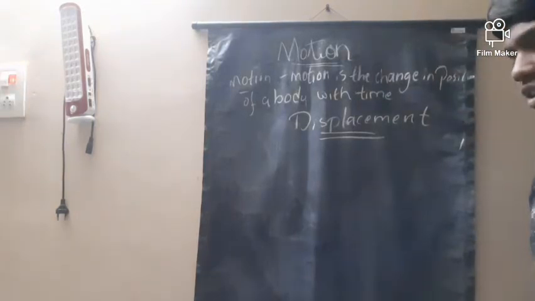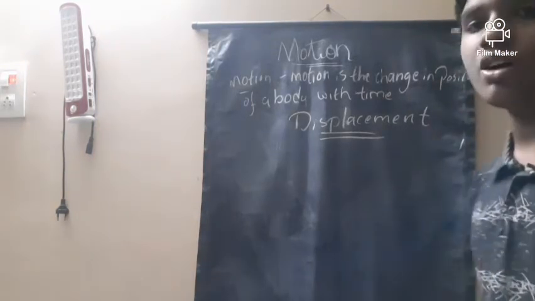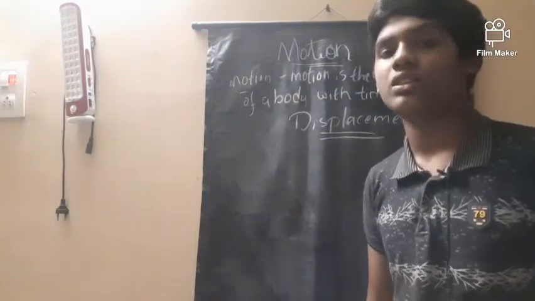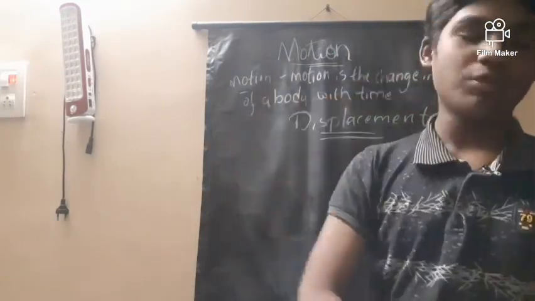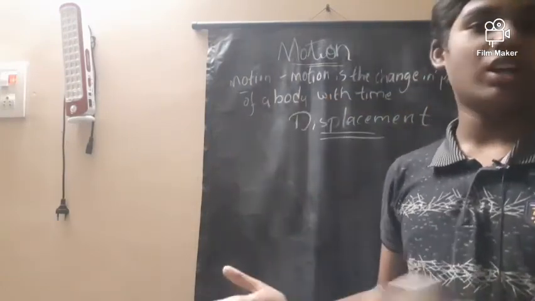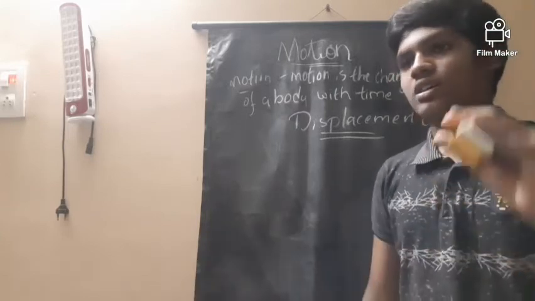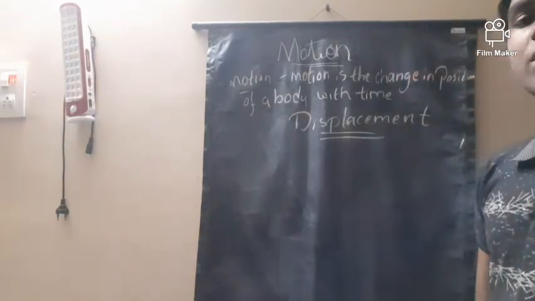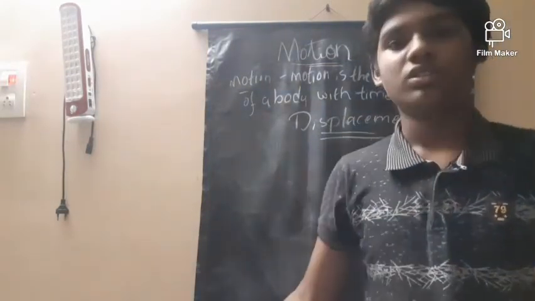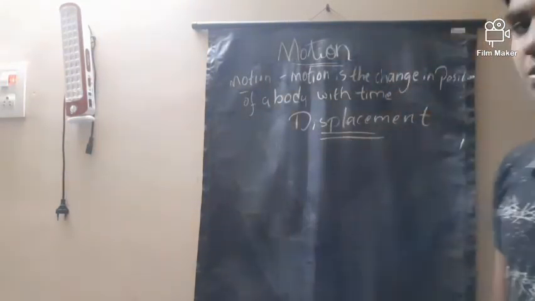Okay, displacement is nothing but the length of the shortest path. The ball's shortest path only, where it travelled and where it landed, travelled by the body from the initial position to the striking position, which is the final position. That is nothing but displacement.